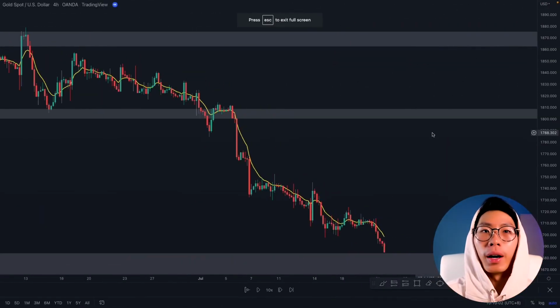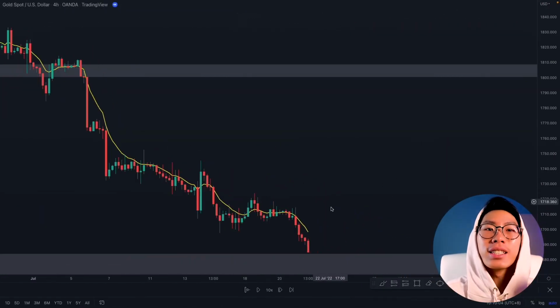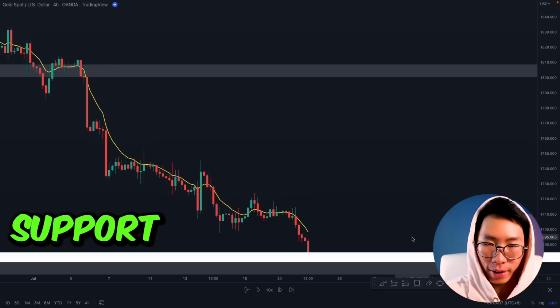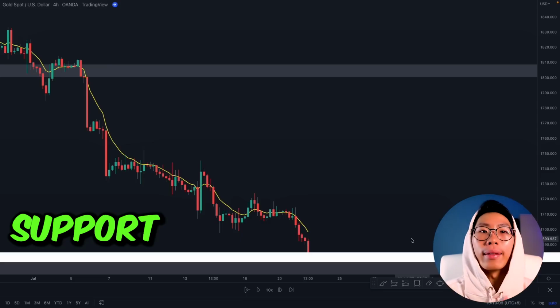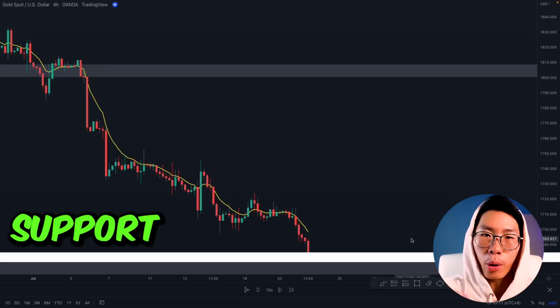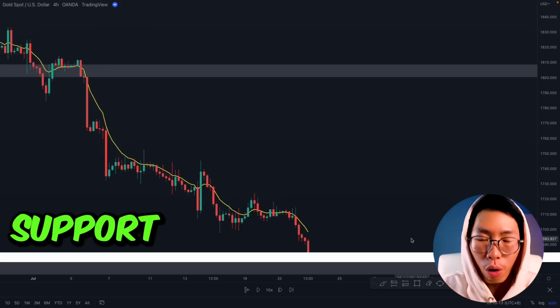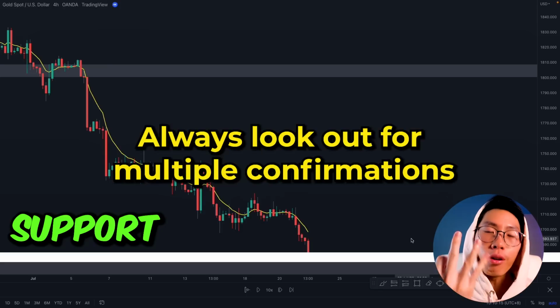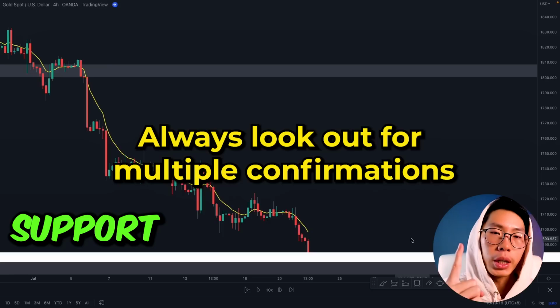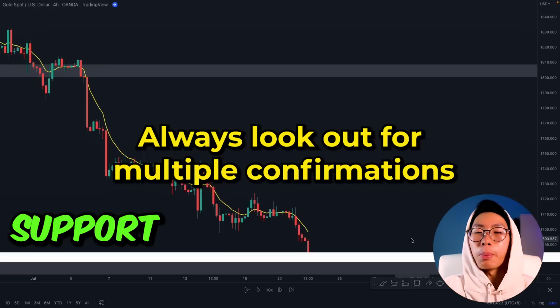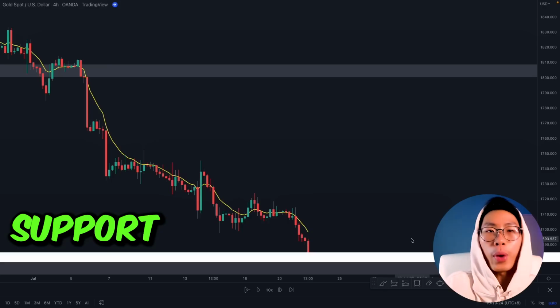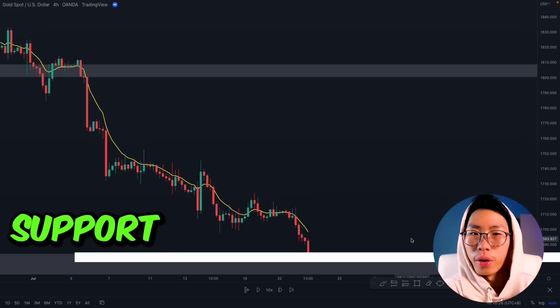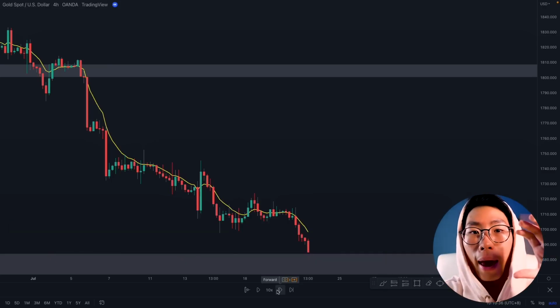Here's another example. You can see that right now price is at this major support area right here. But we do not want to enter immediately when price is at this support level. We want to wait for our confirmation. We need 3 confirmations before we enter the trade. And right now we only have 1 confirmation, which is price is at this support level. That's the only confirmation that we have, so we cannot just enter based on that. So right now we still be patient and wait.